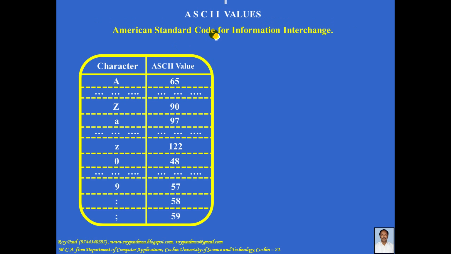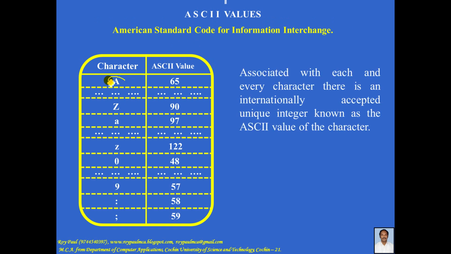Now the next thing that you need to understand, ASCII values. See, associated with each and every character, there is an internationally accepted unique integer known by the name ASCII value. The full form of ASCII is American Standard Code for Information Interchange. So for capital A, that unique integer is 65. For capital B, the unique integer will be 65 plus 1, 66. For capital Z, the unique integer will be 65 plus 25, that is 90.